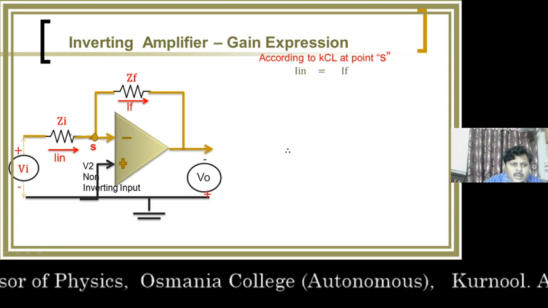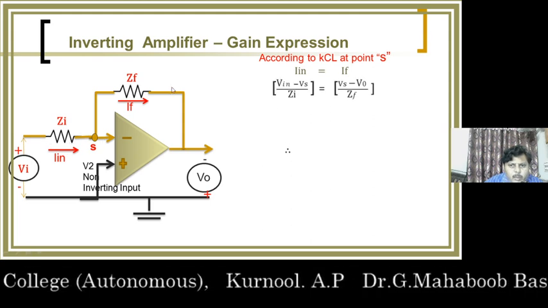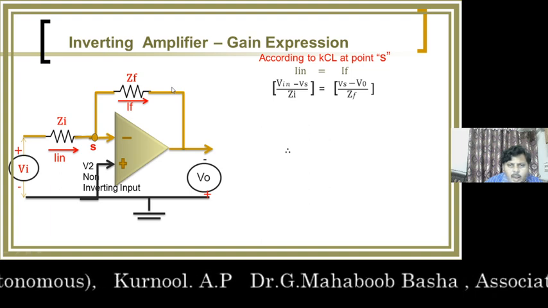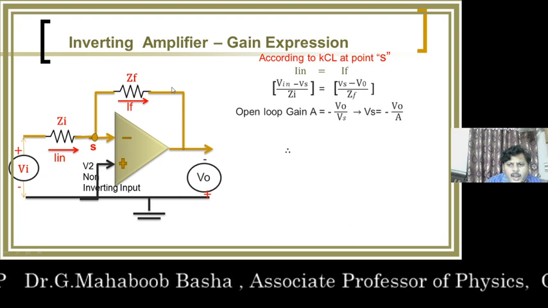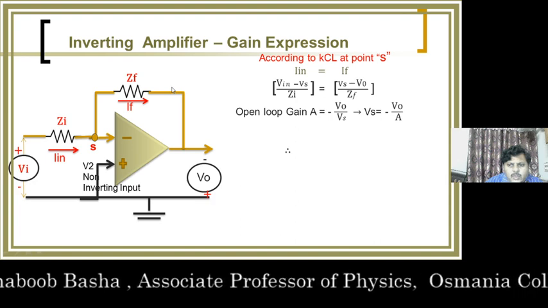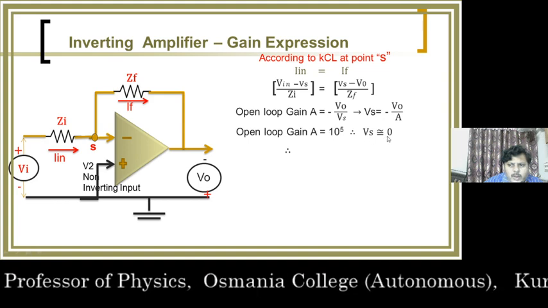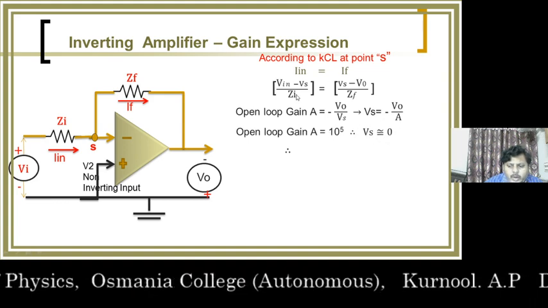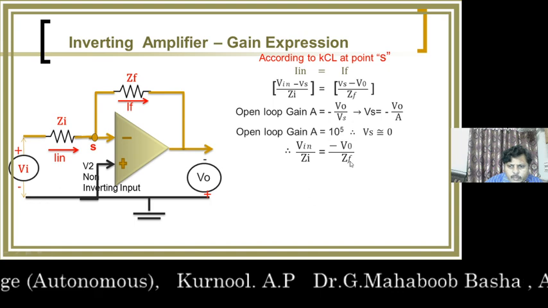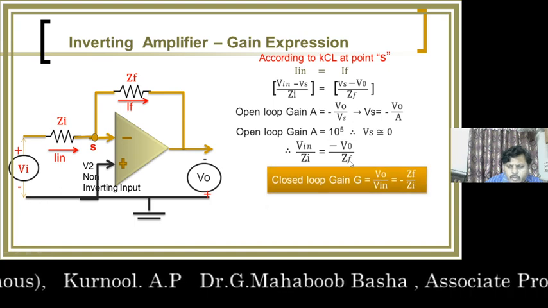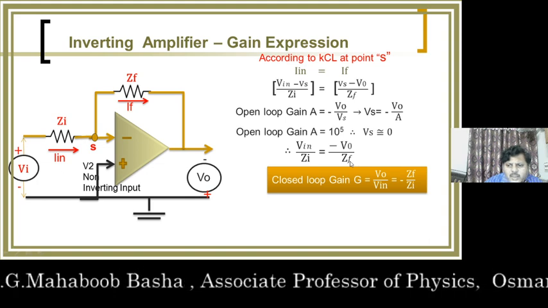In is the current flowing through the input impedance, which can be written as Vin minus Vs by Zi. If can be written as Vs minus V0 by Zf. The open loop gain A is minus V0 by Vs, or Vs is equal to minus V0 by A. The open loop gain value is very high, 10 to the power of 5, so Vs is approximately equal to 0. Substituting this value in the above equation, Vin by Zi is equal to minus V0 by Zf. Rearranging, the closed loop gain of the op amp can be written as V0 by Vin is equal to minus Zf by Zi.